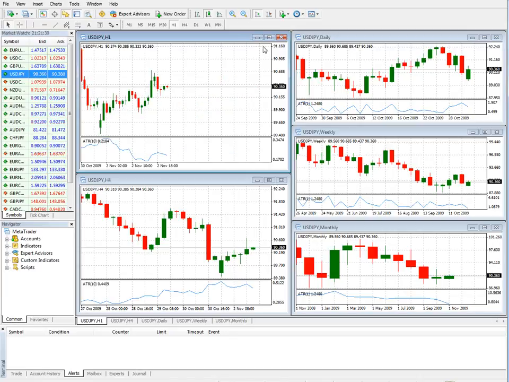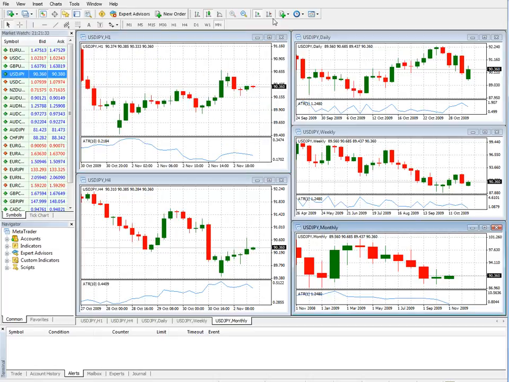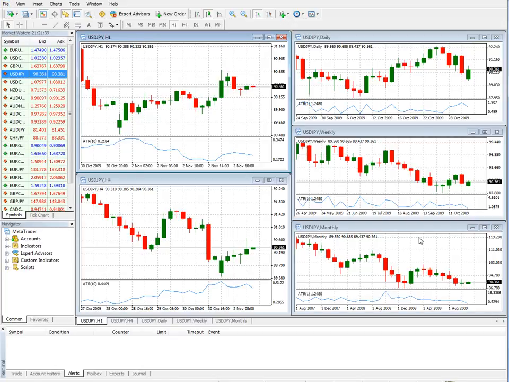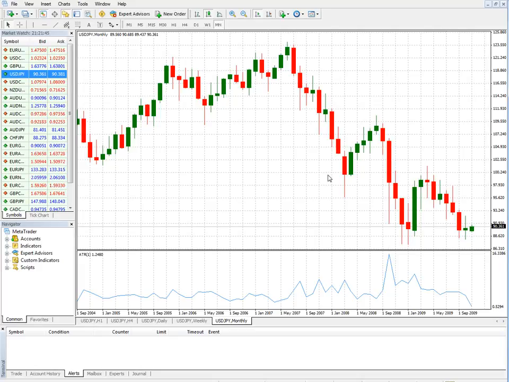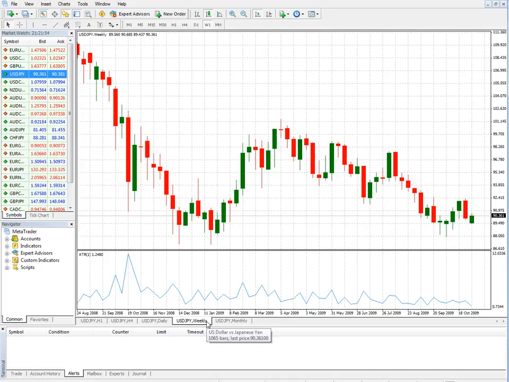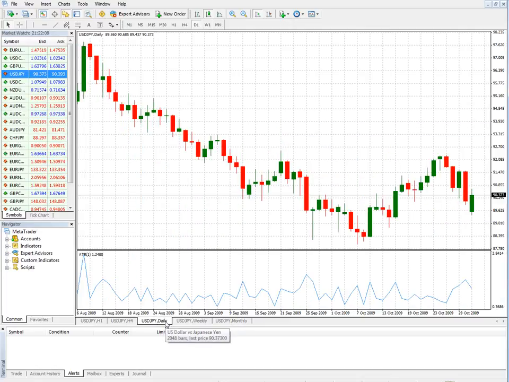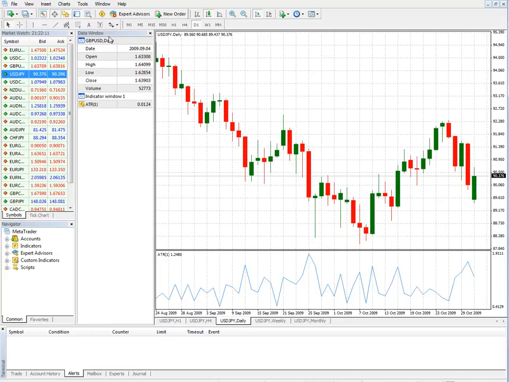Okay, so there we have it. Let's see what the US dollar Japanese yen looks like. Monthly, could be some bottoming out there. Let's see weekly, what the weekly looks like. Okay, just approaching some previous lows back here from December '08. That's interesting. Daily, let's see what things look like.